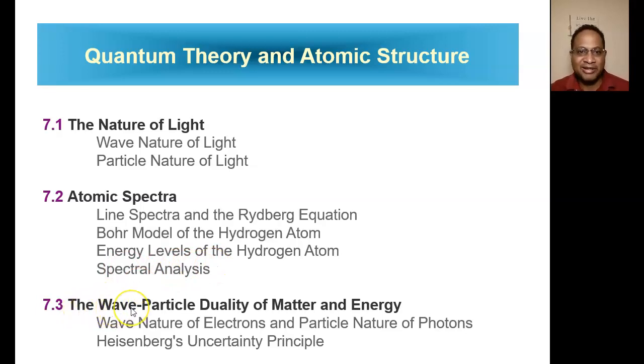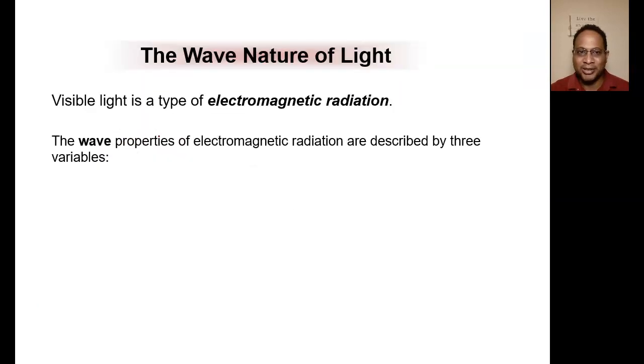on to the wave particle duality of matter and energy. And this will look at the wave nature of electrons and particle nature of photons and Heisenberg's uncertainty principle. You've heard of Heisenberg's uncertainty principle, right? Yes, you have. We're going to look at that and more. So let's just start off with the wave nature of light.